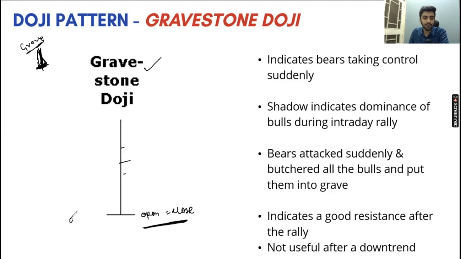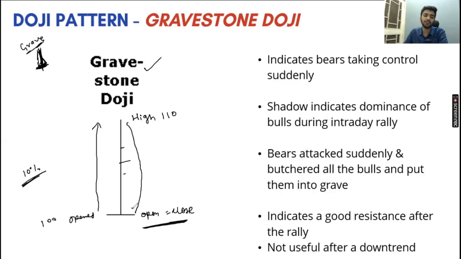So the price opened up here. Bulls were simply very strong and took the price to this high. For example, this was 100 and this was 110 rupees. So it's like a 10% movement intraday. But that was not sufficient for the bears to go away. They came back and took every buyer that was in between. So if somebody bought at 105, they are now back in the grave. Somebody who bought at this high, 110, thinking that it might go further up, is back in the grave. And hence the name gravestone doji.